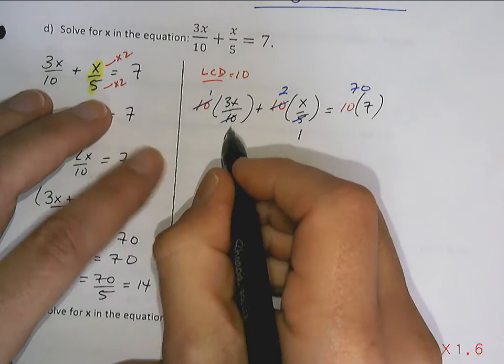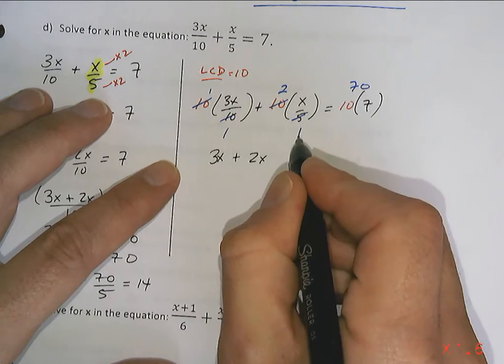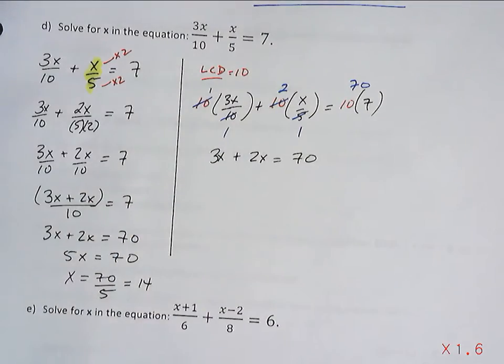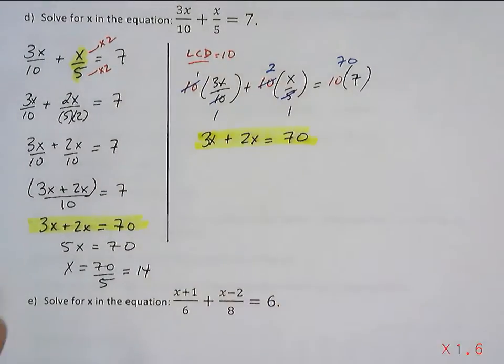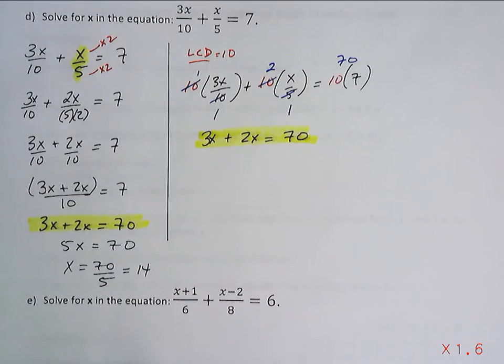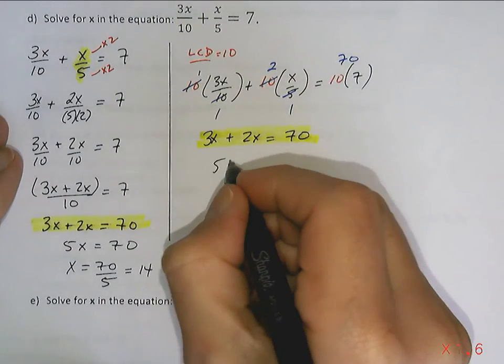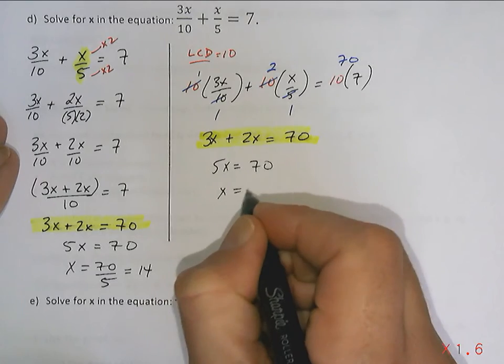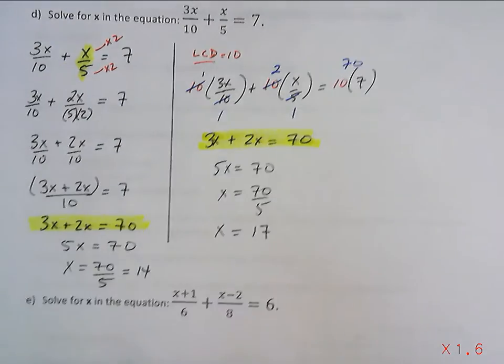So I have a brand new question here, which is 3x over 1 plus 2x over 1 equals 70, which is exactly what I had here. The only difference is I've done it a lot faster, haven't I? And with a little bit of practice, a lot easier, I think. Now, you do have to practice it. This you're more comfortable with because you've seen this more often. This one is really slick. So you finish it off by 5x equals 70. X equals 70 divided by 5. X equals 14. And that's called clearing the fractions.